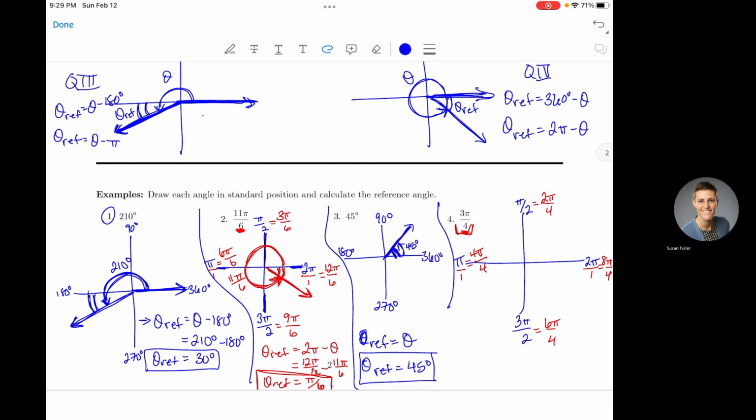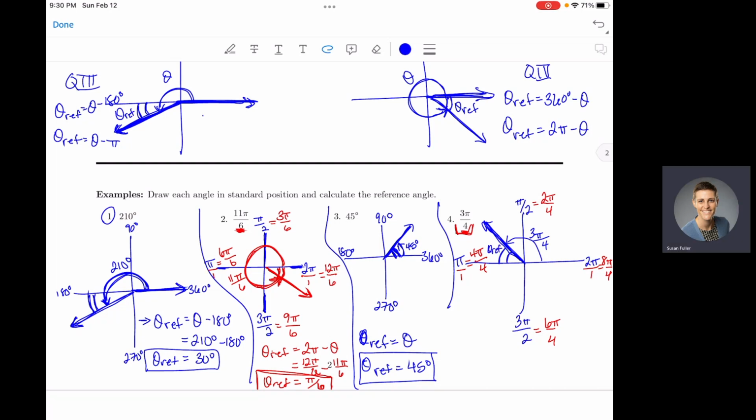So where does 3 pi over 4 live? Well, 3 pi over 4 is going to be halfway between 2 pi over 4 and 4 pi over 4. It's going to be right here. So I'm going to rotate from standard position all the way through here to quadrant 2. This is 3 pi over 4. And so my reference angle then is going to be the smallest angle between my terminal side and the x-axis. My reference angle is this guy right here.